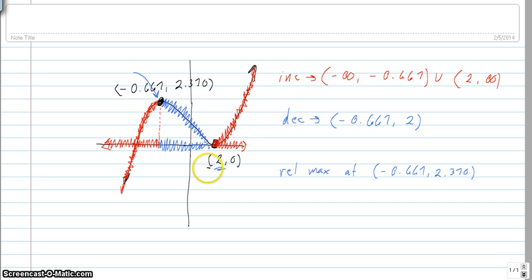And then the low point on the graph is this point right here, so that's what we call a relative minimum. So we have a relative minimum at the point 2, 0. So that's very quickly how we read where a graph is increasing, decreasing, and where the relative minimum and relative maximum occur. So hopefully that helps.